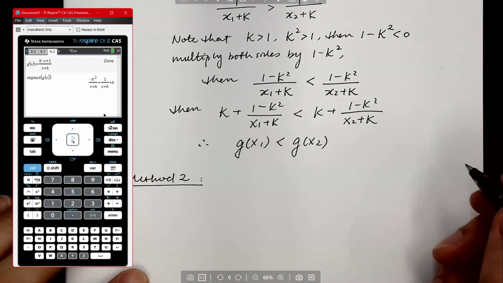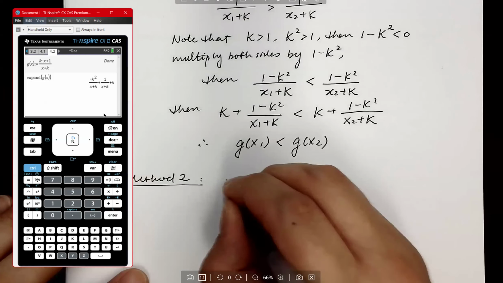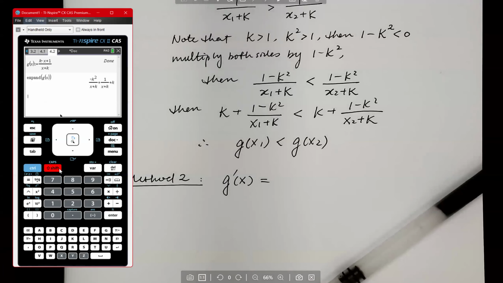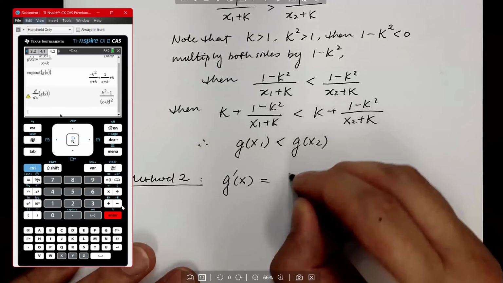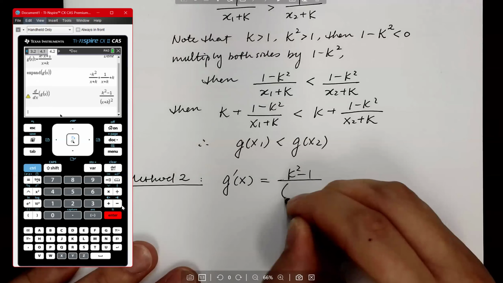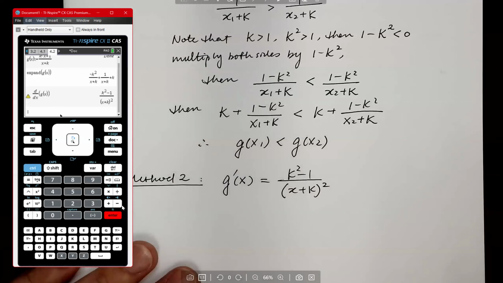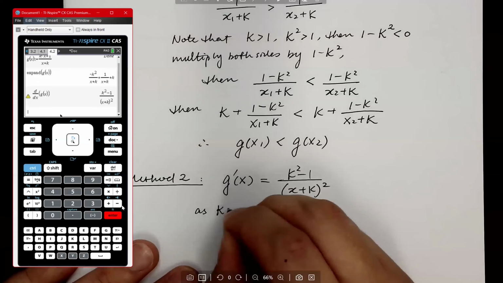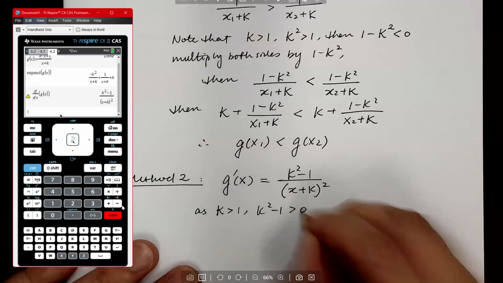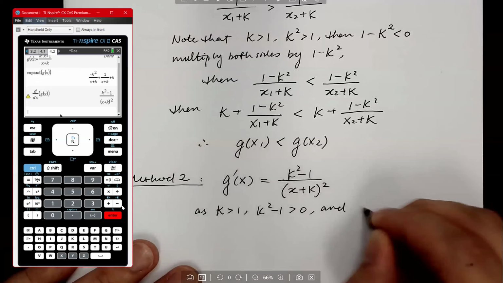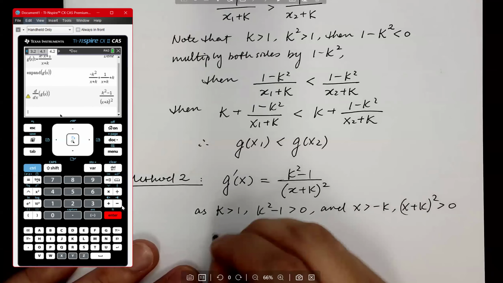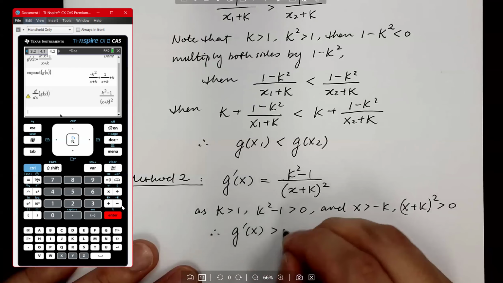To prove this function is strictly increasing, we can use the derivative. We simply find the derivative. And you can see this expression is much simpler than the previous expressions we dealt with. To argue this is strictly increasing, we say, okay, as k is greater than 1, k squared minus 1 is greater than 0, and x is greater than minus k, then (x plus k) squared is strictly greater than 0. Therefore, g dash of x must always be positive.